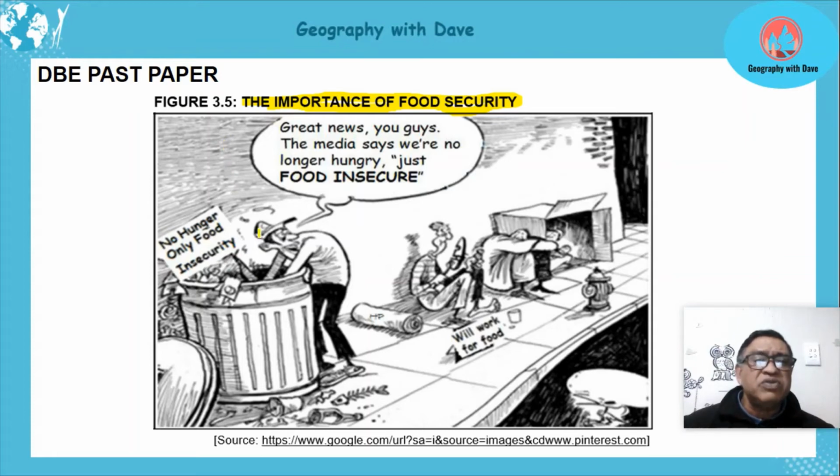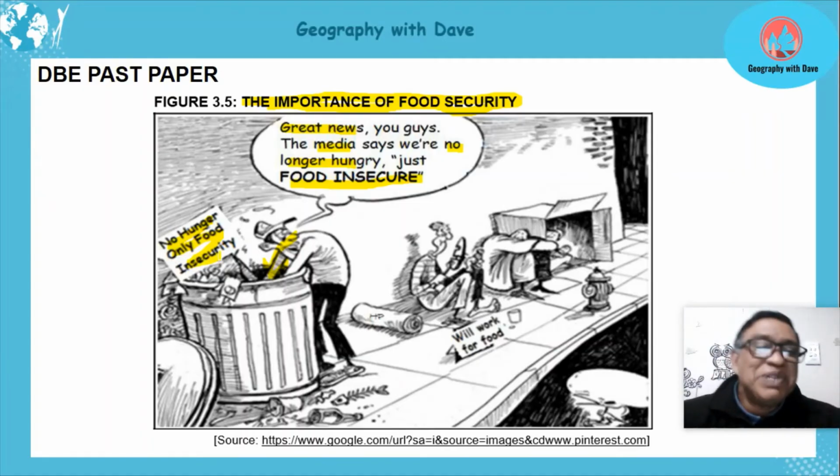Let's see here. We have a cartoon. We have a few guys sitting out there. Let's look at the first comment. "Great news, you guys. The media says we're no longer hungry, just food insecure." Major pun, eh? We're no longer hungry. Maybe they're assuming there's enough food around. But they are insecure here, and they're sitting on the streets. Doesn't seem like they're working. So maybe they can't afford food. And what is this guy doing? He's looking in the bin, probably for food.